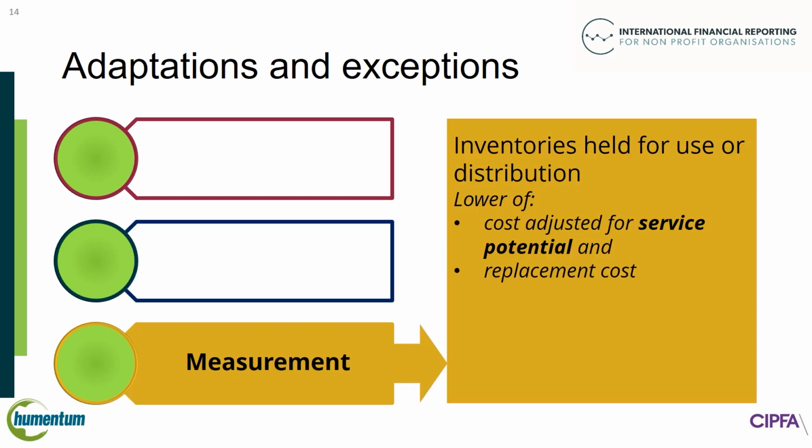The basic model values inventories at the lower of cost and selling price. However, where NPOs hold inventory for use or distribution, there is no selling price, so an alternative approach is needed. INPAG proposes that these inventories are measured at the lower of cost adjusted for any loss of service potential and replacement cost. This proposal is intended to enable NPOs to reliably measure all inventories in most circumstances.